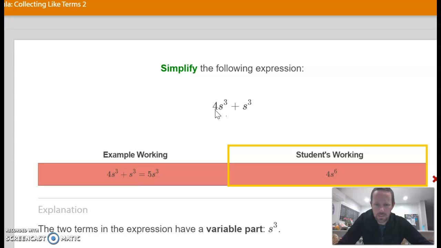So the first one here says 4, let's call them triple-headed snakes, plus, and what's a little bit silent here is there's a 1 in front of this S, and so it's 4 triple-headed snakes plus 1 triple-headed snake, and the answer is 5 triple-headed snakes.